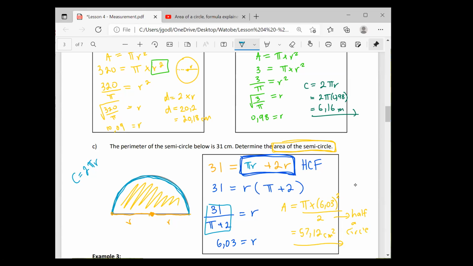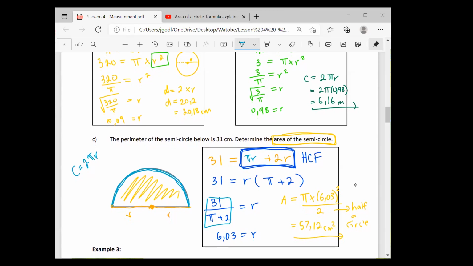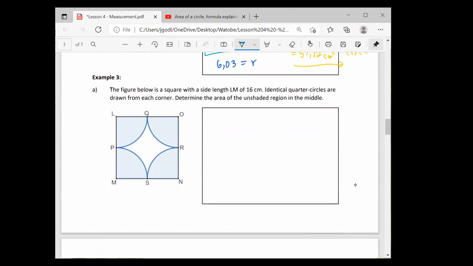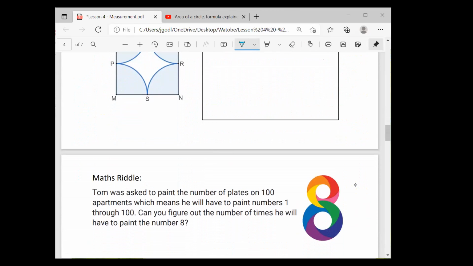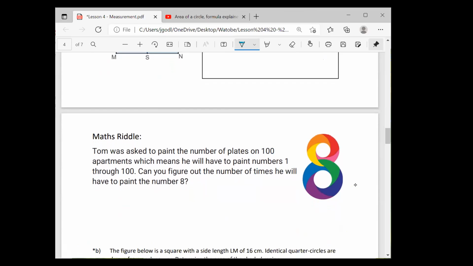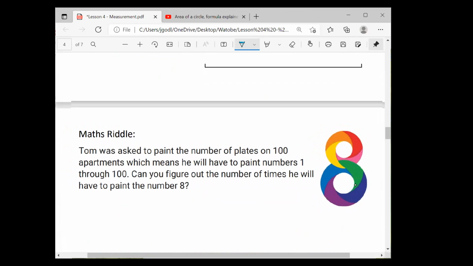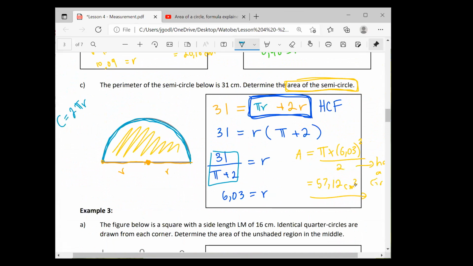Let's move down. I'm actually going to leave that one for the moment just because of our time. You still get 11,86. Maybe I've put it into my calculator wrong. 31 over pi plus 2 is 6,03. Are you saying plus or are you saying times? Over here, are you saying plus? You multiplied. There we go.